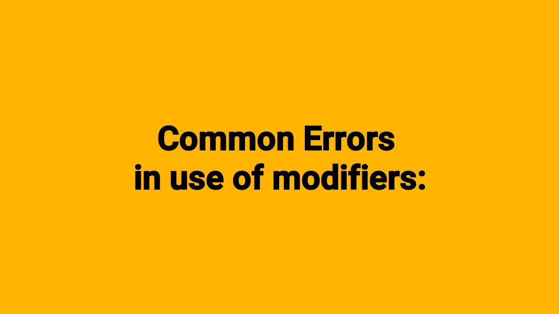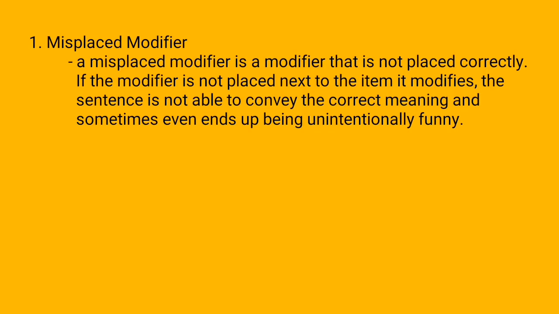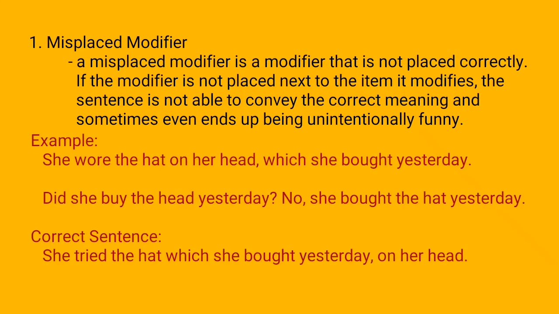Let's proceed to the common errors in the use of modifiers. The first one is the misplaced modifier. As the name suggests, a misplaced modifier is a modifier that is not placed correctly. If the modifier is not placed next to the item it modifies, the sentence is not able to convey the correct meaning and sometimes even ends up being unintentionally funny.